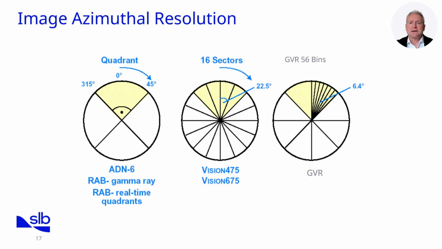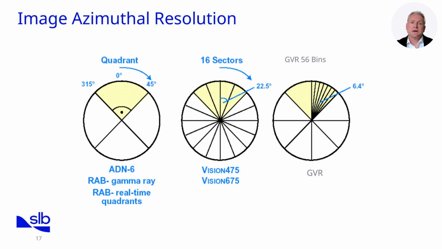Image resolution is critical to how well we can interpret geological features. This slide compares different bin counts for azimuthal imaging. On the left, you can see data segmented into quadrant bins, which is representative of tools such as the ADN, azimuthal density neutron, and RAB, resistivity at bit.